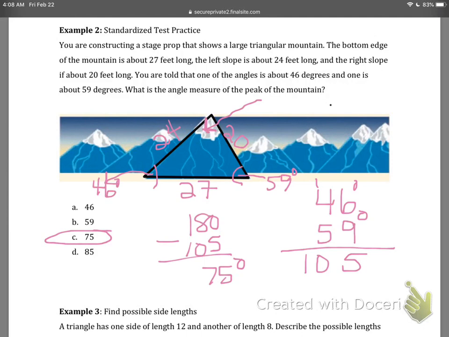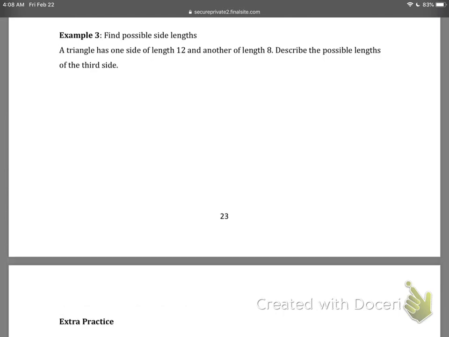Okay, so we've used the fact that there are 180 degrees in a triangle, and we've also used the fact that the angles are tied into the side lengths. Big angles give us big side lengths, and smaller angles give us smaller side lengths. So we've used the theorem that we just learned a second ago in this problem, as well as an older one about the 180 degrees in a triangle. Let's go on to example 3 in the next slide. Okay, here's example 3, and it says find possible side lengths of a triangle.